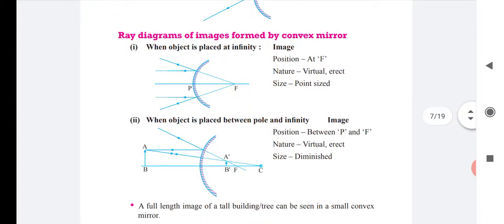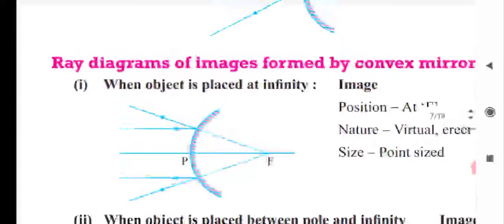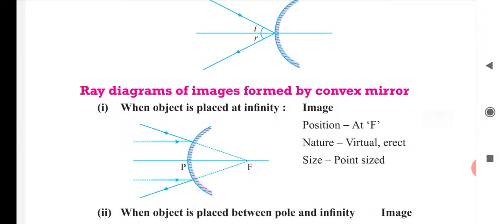Let us see the image formation in the case of a convex mirror. In the case of a concave mirror, we took the object first at infinity, then behind C, at C, between C and focus, at focus, and between focus and pole. Here also we will do the same. First, when we place the object at infinity, let's see where the image will form. The rays are coming from an infinite point, and after reflection they diverge.